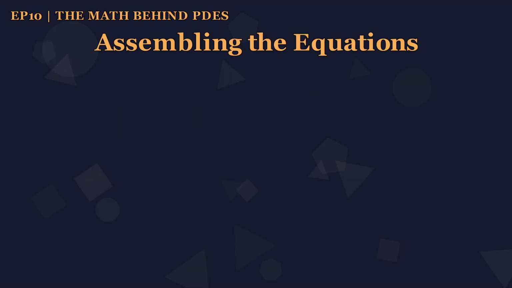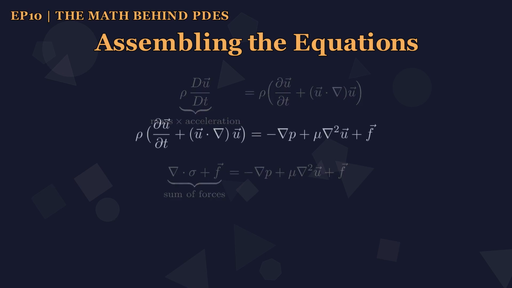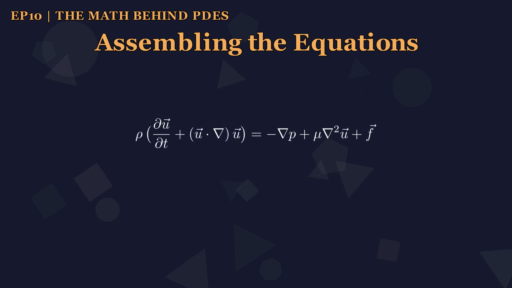We now have every piece. The left-hand side of Newton's law is mass times acceleration, density times the material derivative, which we expand into the local term plus the convective term. The right-hand side is the sum of forces from the stress tensor, minus the gradient of pressure, plus mu times the Laplacian of velocity, and any body force. Set them equal, and the equation of fluid motion appears.